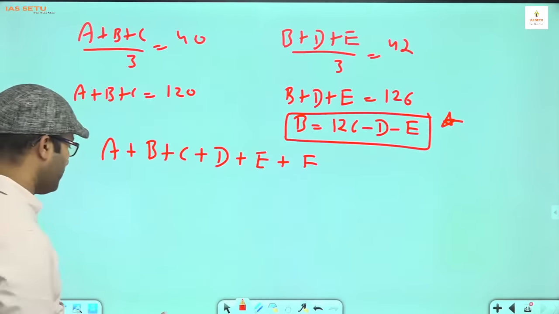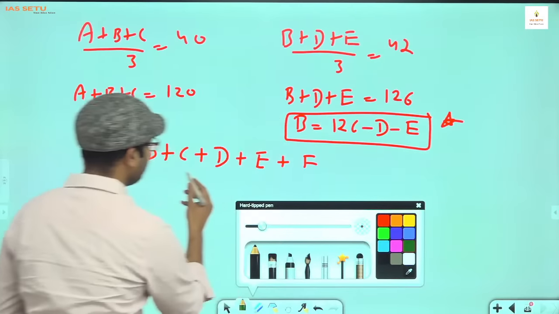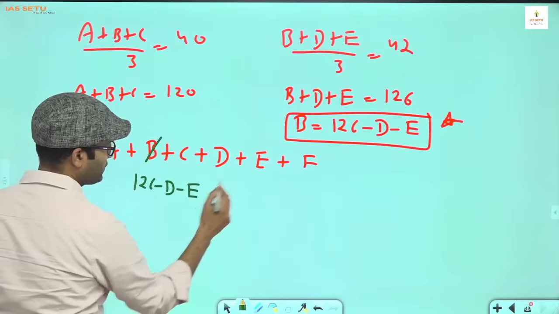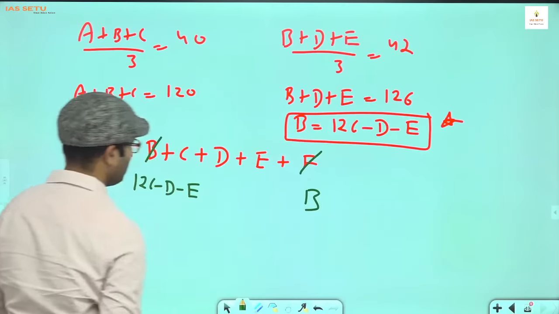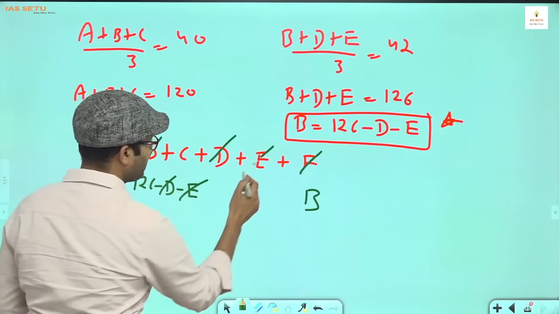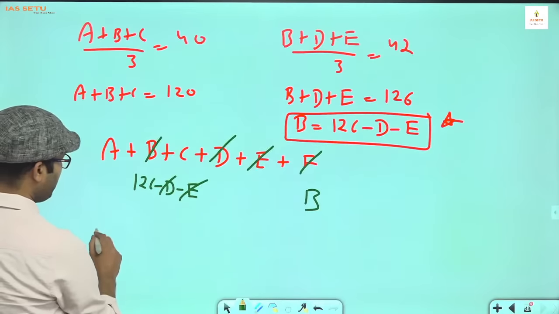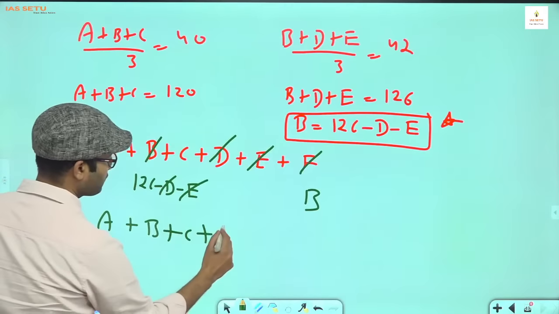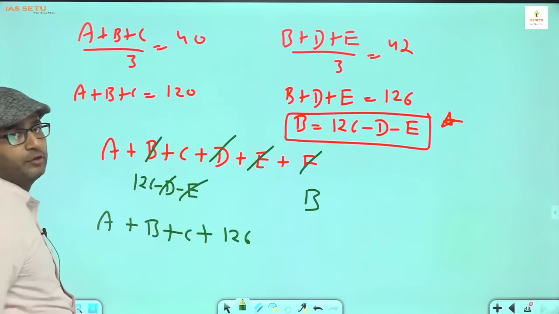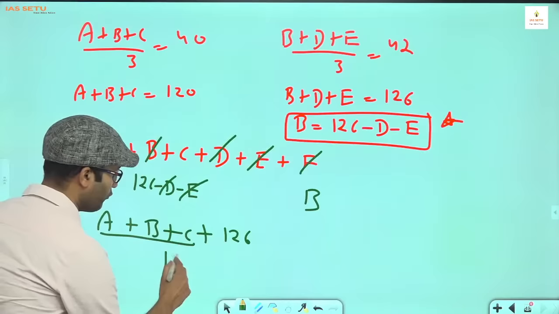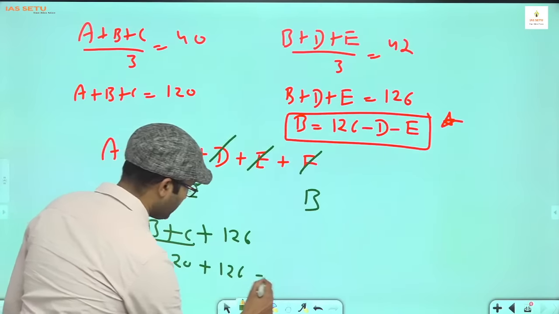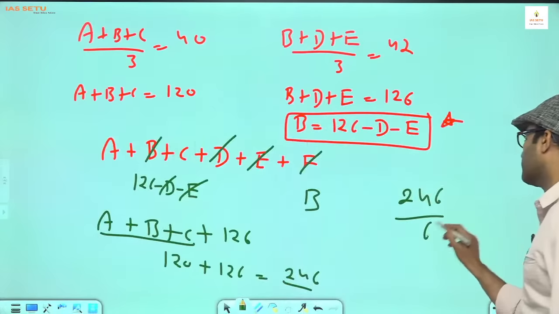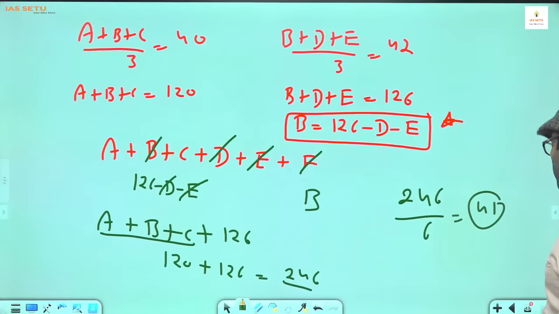So b will be replaced by 126 minus d minus e, and f is replaced by b. d cancels d, e cancels e. So what you get is a plus b plus c plus 126. This is the total weight of these 6. And a, b, c you already know, 120 plus 126, you get 246. How many persons are there? 6. 246 divided by 6, your answer is coming 41.